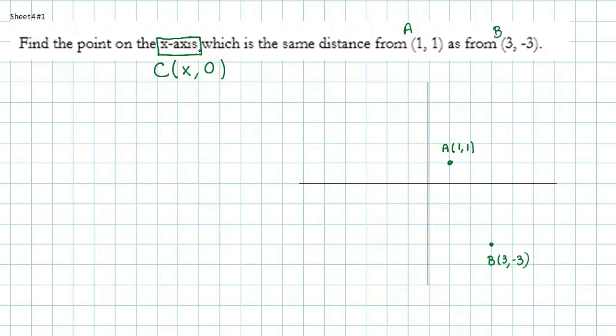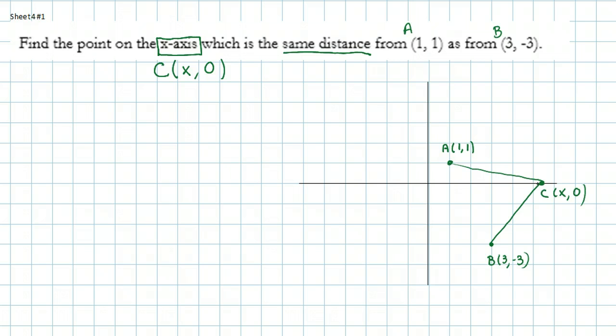So what I can do now is draw a diagram. I don't know where this is going to be on the x-axis, so I'm just going to put a point as an educated guess. I'm going to guess it's somewhere around here. I don't know if that's the case, but we're going to guess. The words that jump out here are same distance. So we're talking about distances. We want to show that the distance of this line is equal to the distance of this line.